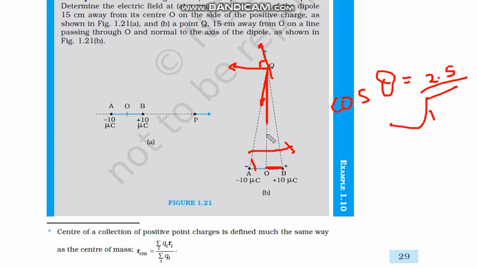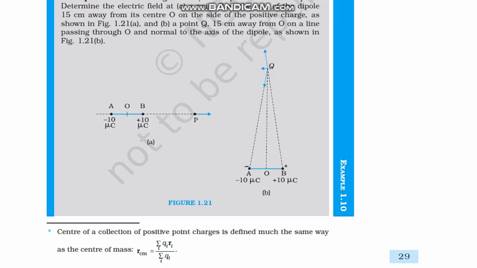This is 15 square plus 0.25 square. This is in 2.5 millimeters, so that means 0.25 centimeter. Let me make this consistent. So this is the cos theta: 0.25 upon under root of 15 square plus 0.25 square. So this is the theta, and we have calculated theta.